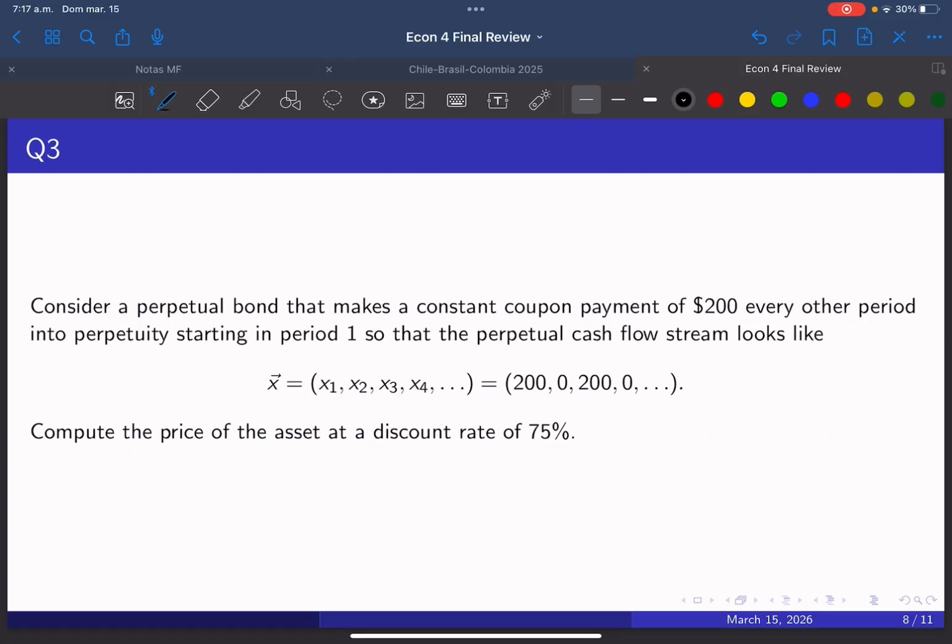Consider a perpetual bond that makes a constant coupon payment of $200 every other period into perpetuity, so forever, starting in period 1. And so this is what the cash flow looks like. In period 1 you get 200, in period 2 nothing, period 3 200, period 4 nothing. So then you would get 200, 0, 200, 0, and so on. So compute the price of the asset at a discount rate of 75%. Pause here if you want to try this first.